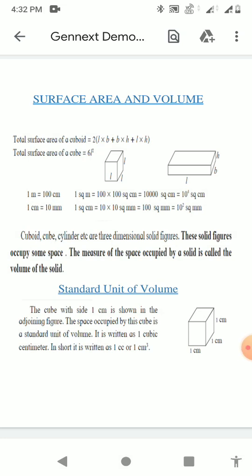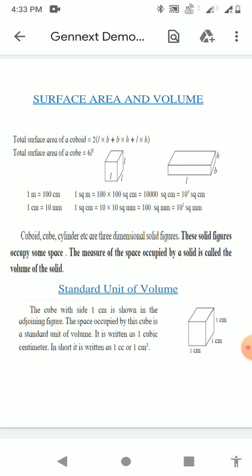First one is length, second one is breadth, which is also called width, and third one is height. Cube, cuboid, and cylinder are three-dimensional solid figures. Now, these solid figures occupy some space. When I put a tank in my house, it will occupy some space.